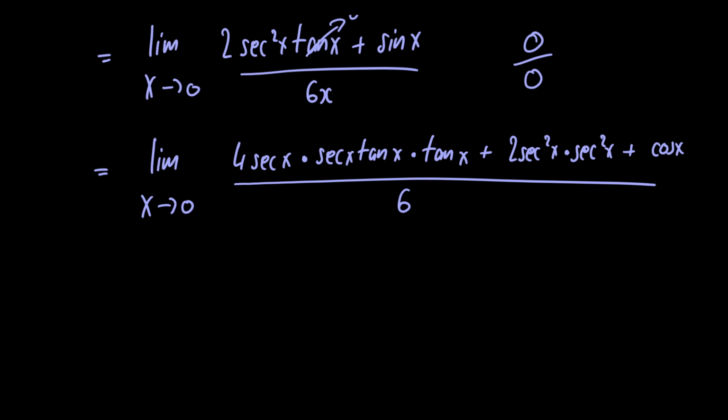Now notice if we just let x tend to 0, anything that has tangent in it just goes to 0 because tangent of 0 is 0. So this whole term here goes to 0. Secant of 0 is just equal to 1. So this term here goes to 2. Cosine of 0 is equal to 1, so we just have 1 here. Thus we're left with 2 plus 1 divided by 6, which is equal to 1 over 2. And that is the final answer to this problem.